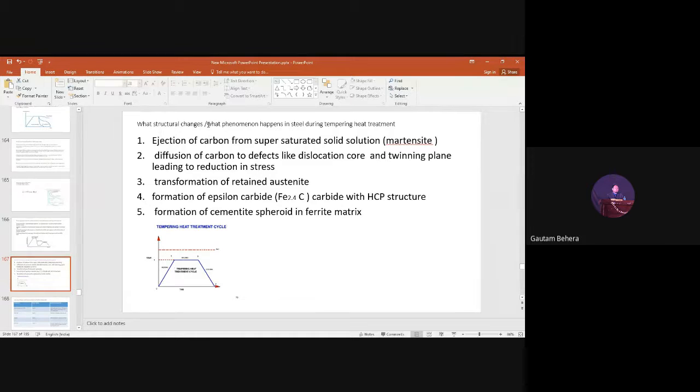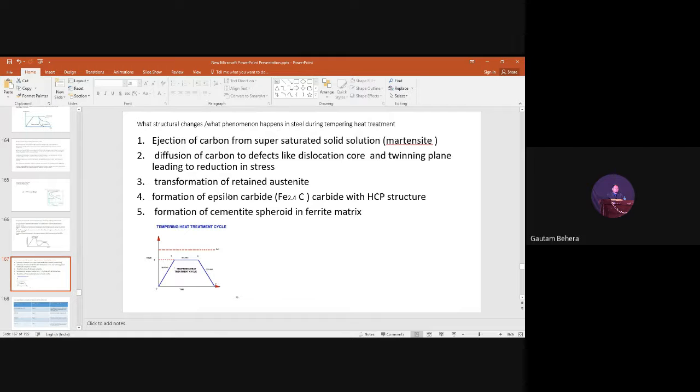What structural changes or what phenomenon happens in steel during tempering heat treatment? So inside the steel, what will happen during tempering? These things will happen. One is ejection of carbon from supersaturated solid solution, that is martensite. Second is diffusion of carbon to defects like dislocation core and twinning plane, leading to reduction in the stress. Then transformation of retained austenite. Austenite will transform into something else. Then formation of epsilon carbide, that is Fe2.4C.